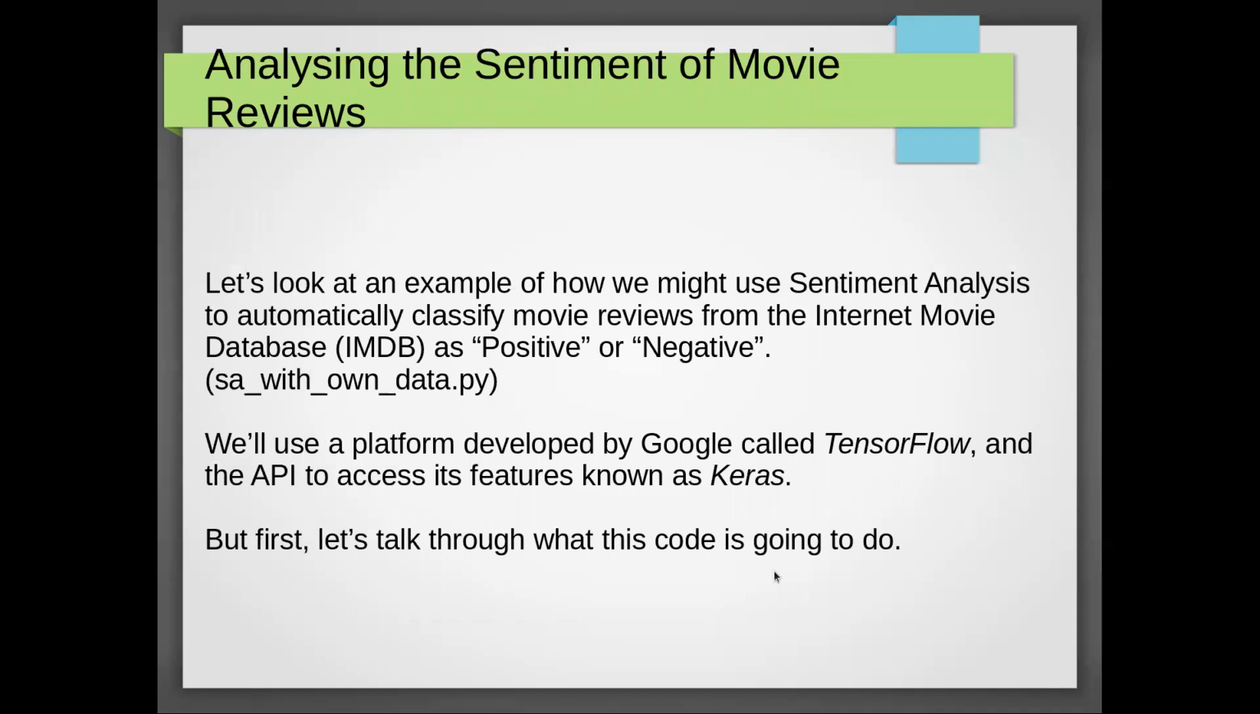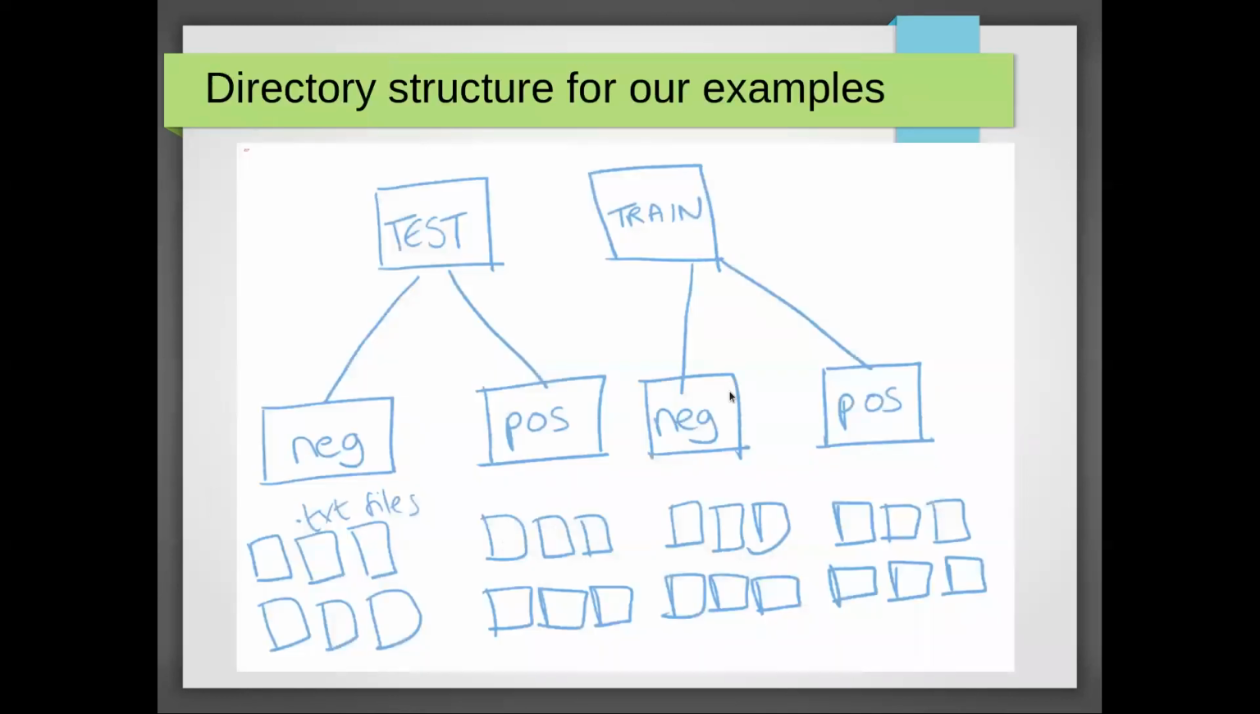Okay, so I'm going to show you in a second an example of this code. I'm going to talk you through an example of building a neural network that we can use for this data that you've downloaded. We're going to use TensorFlow as we did for module 7, the Google thing. I'm going to use the Keras API to make that much more friendly. But before I show you that, I'm going to just briefly talk you through what the code is going to do first. So here's the directory structure for the examples.